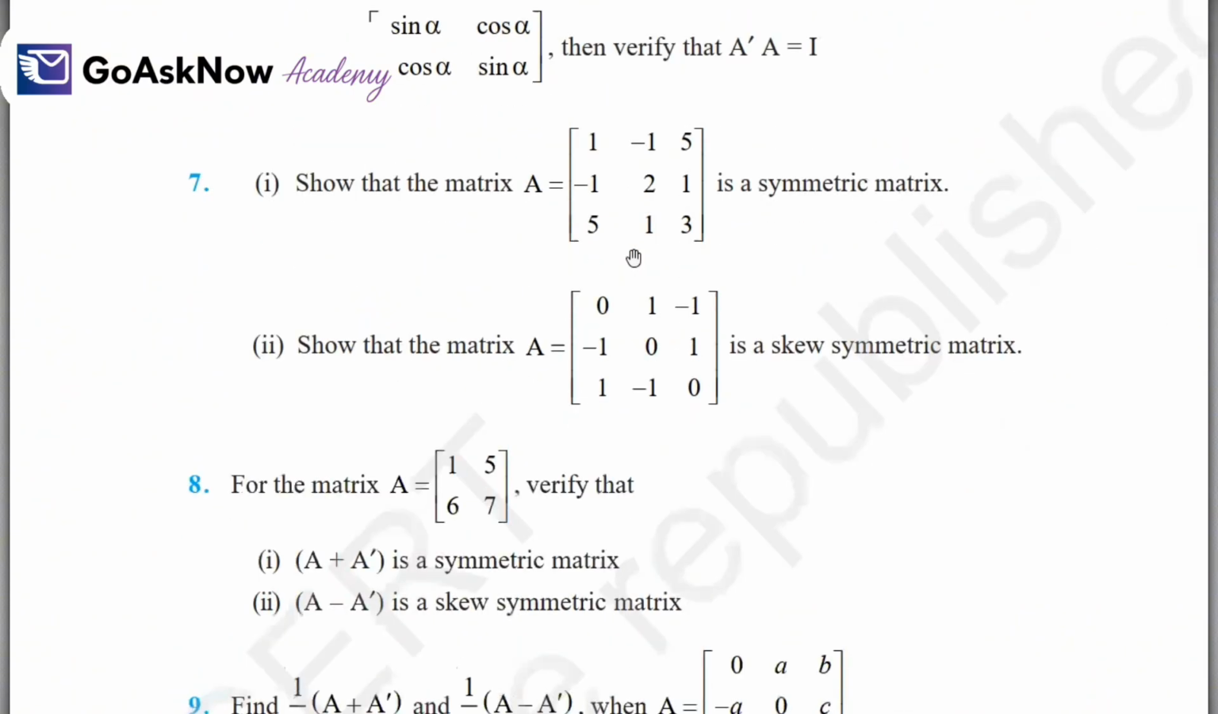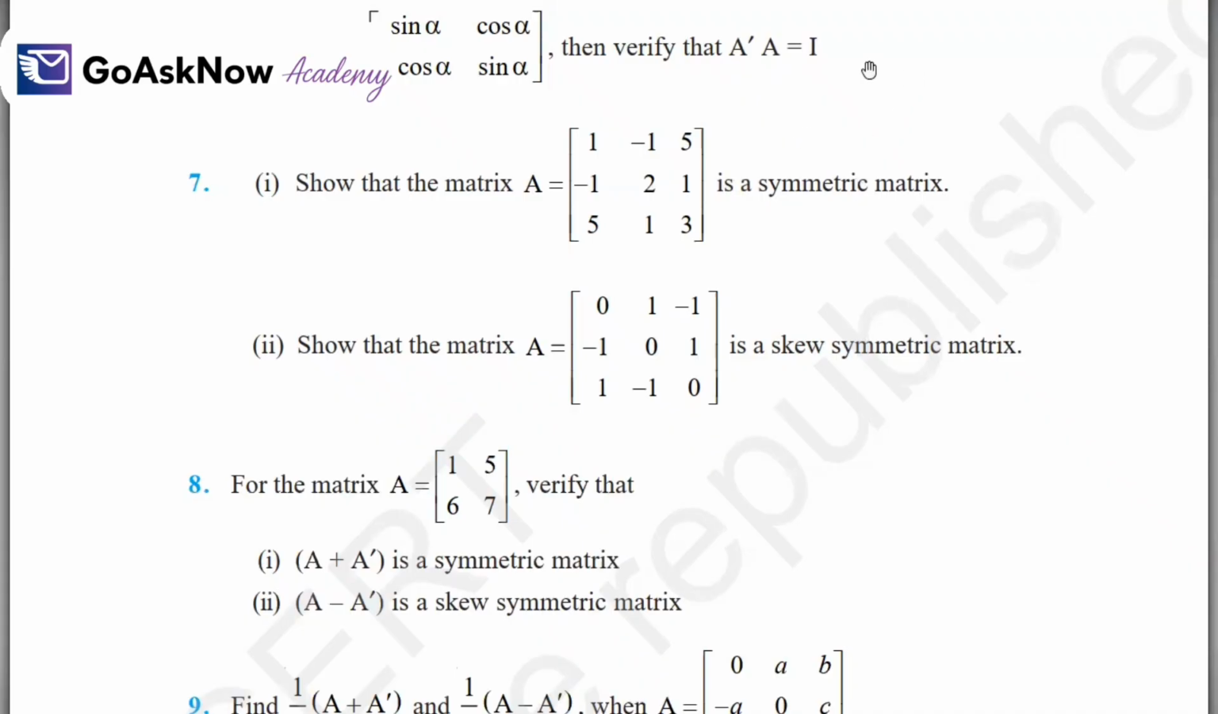Question 7 says that show that the matrix A, that is 1 minus 1 5, minus 1 2 1, 5 1 3, is a symmetric matrix. So we have to prove here that this matrix is a symmetric matrix. Okay. How to prove that this is a symmetric matrix? Just take the transpose. If it is coming equal to A, then it will be what? Symmetric matrix. So I will take the transpose here.